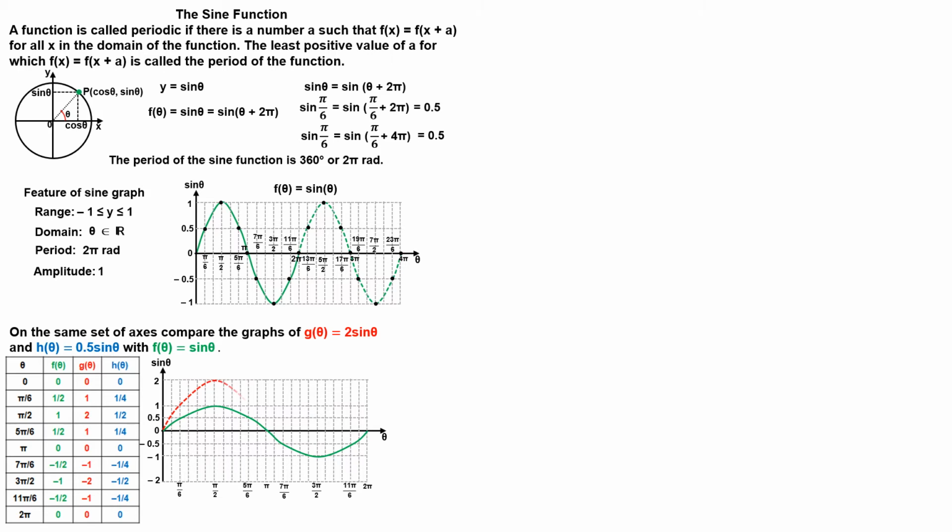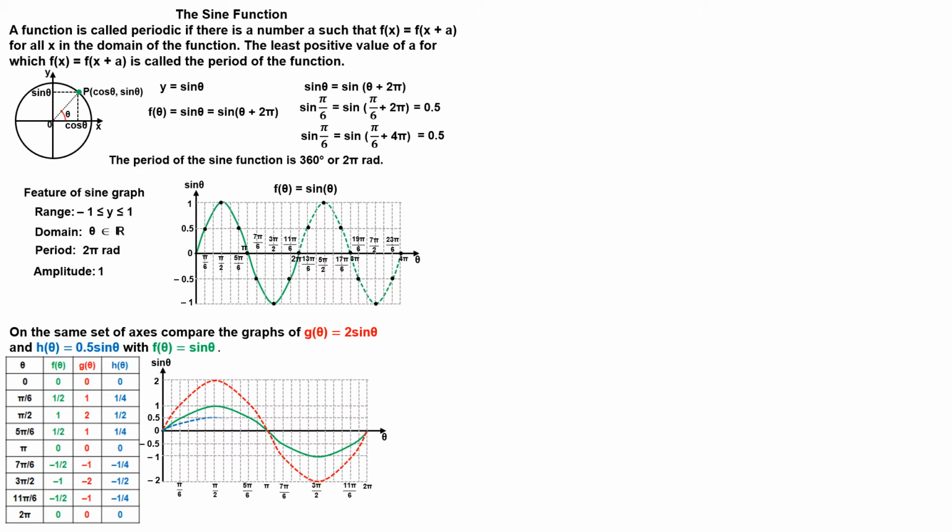We can see that the red graph is twice as tall as the green graph. The amplitude has changed from 1 in the green graph to 2 in the red, just as the multiplier in front of the sine changed from 1 to 2.